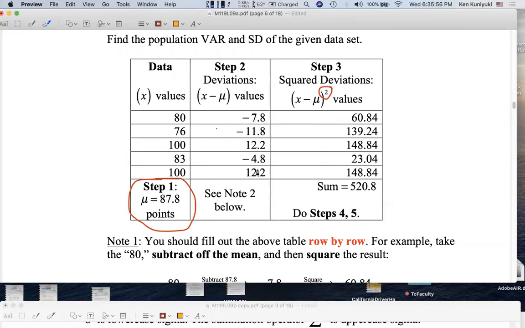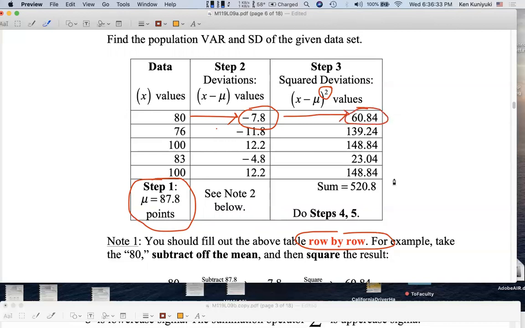And the square of positive and negative values will all be positive. So the square of negative 7.8 is positive 60.84, and so forth. We square these deviations. Now in practice, we would normally fill out the table row by row. So once we calculate the mean, take the 80 points, subtract off the mean, we get the deviation, negative 7.8 points. And while that's still in your calculator, you would square that, and the result will be 60.84.